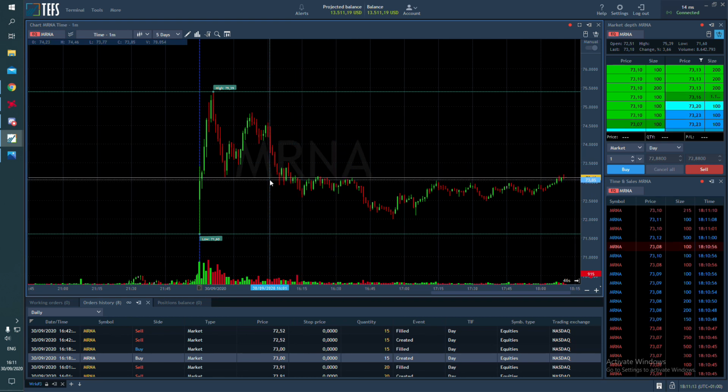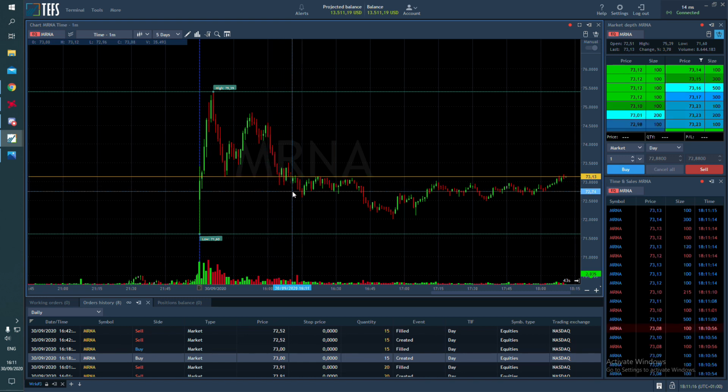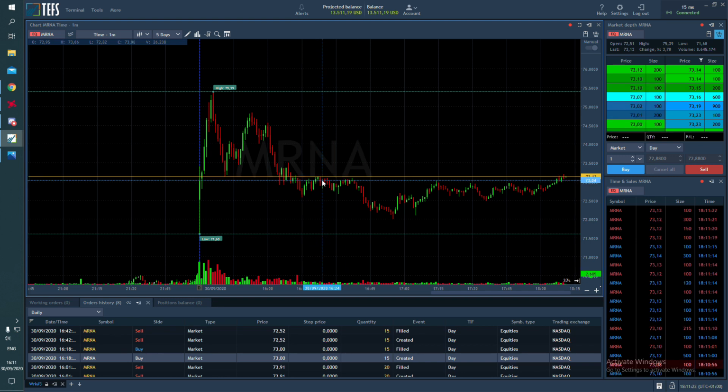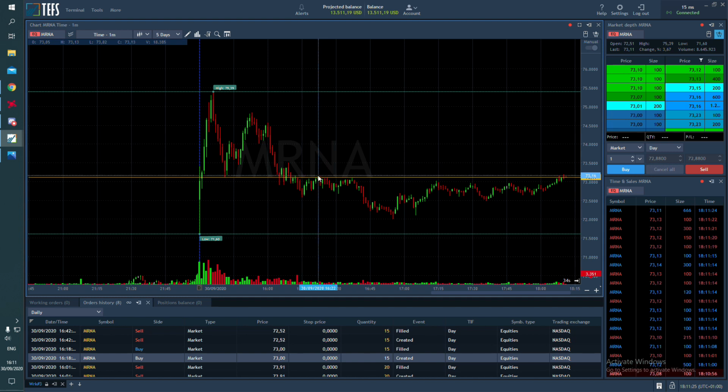I mean, it obviously forms some sort of support here, and then it just breaks the support, and it forms a little bear trap and reclaims support, and then it just goes sideways. But I entered around here. What do you think of that trade? Long? Yeah, I went long.